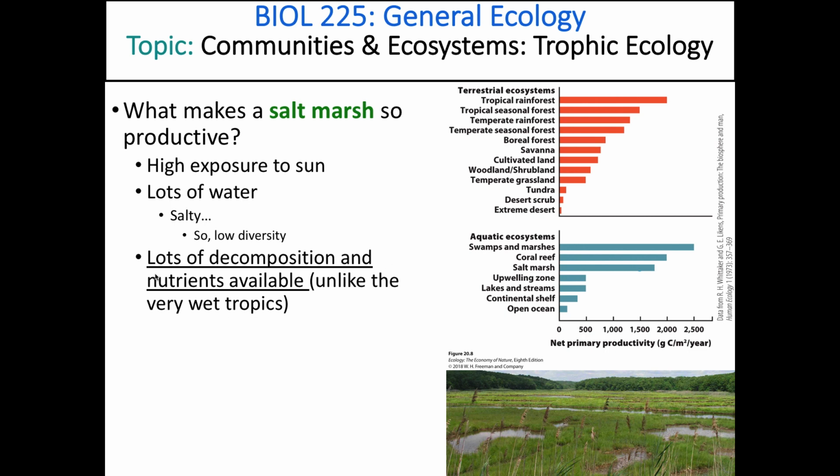And there's a lot of decomposition going on. So you have a lot of soil microbes that are decomposing very quickly, and that releases nutrients into the soil. And so the salt marsh is extremely fertile soil compared to the wet tropics, where a lot of those nutrients get washed away in the heavy rains. In the salt marsh, they get trapped in the mud, and the plants are able to take those nutrients up and use them to maximize their productivity.